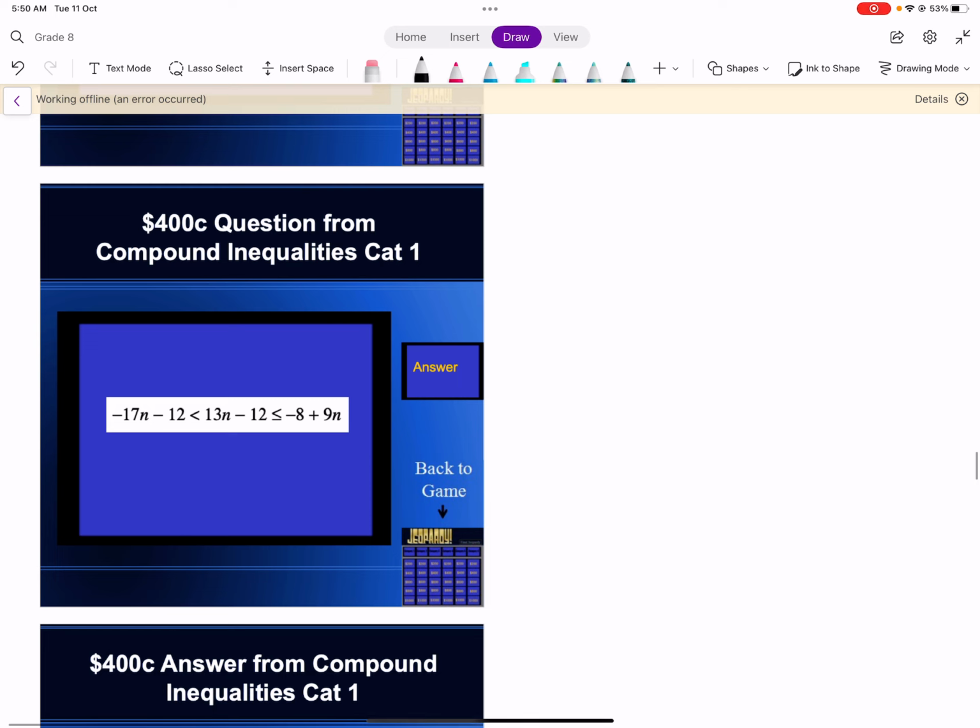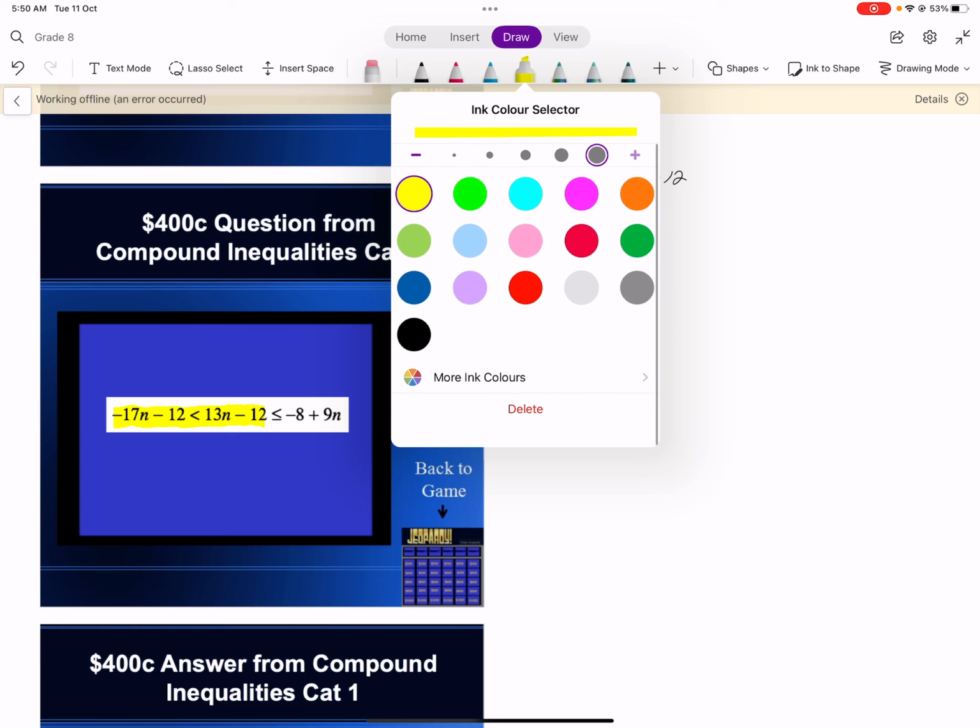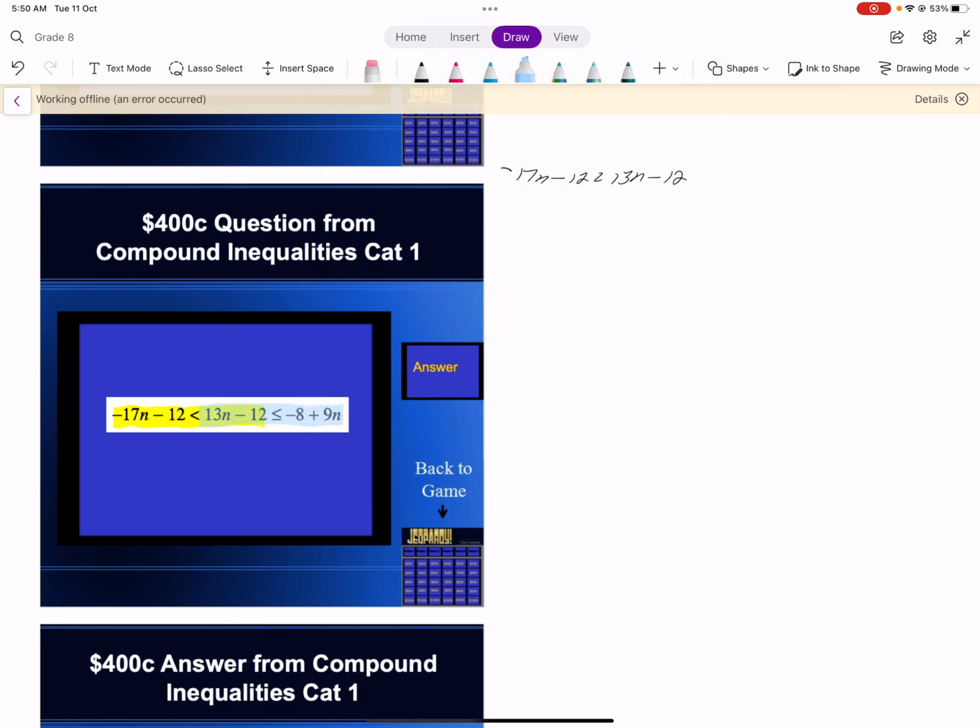All right, so here we have our compound inequality. And remember, when we have a compound inequality, if it's going to be an or statement, it must say the word or. So if I don't see the word or, I know it's an and statement, and it actually is going to create two separate inequalities. So I have this first one here that I'm going to write. Negative 17n minus 12 is less than 13n minus 12. And then we have our second inequality, which is going to be that middle part and the right inequality now. So I'm going to write this one in a different color. And then we have 13n minus 12 is less than or equal to negative 8 plus 9n.